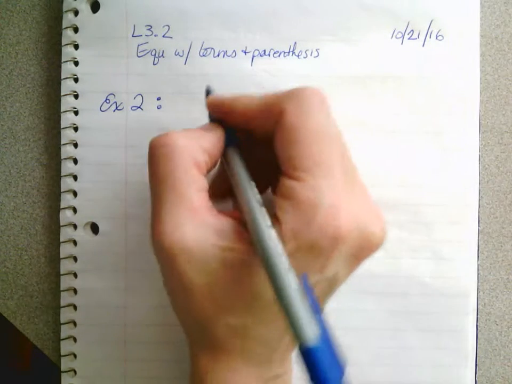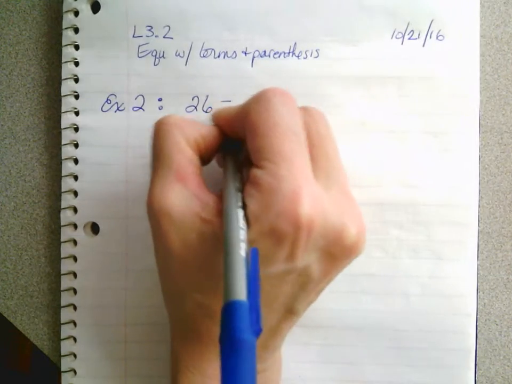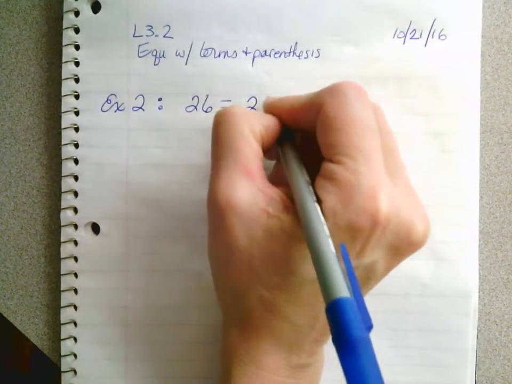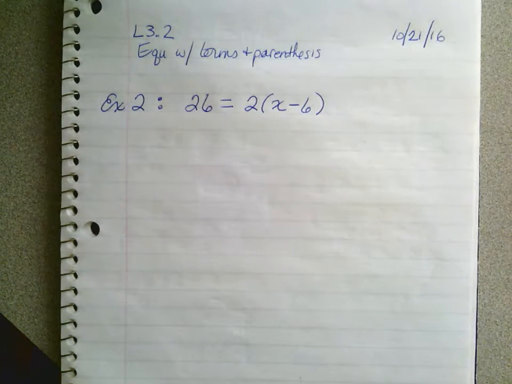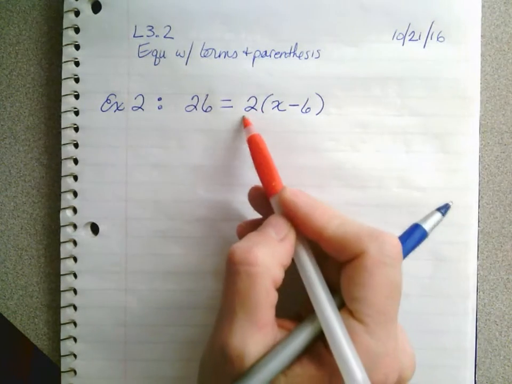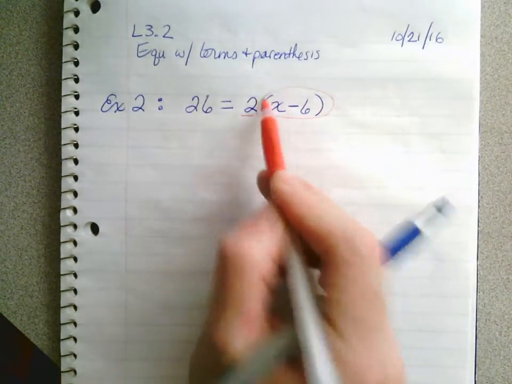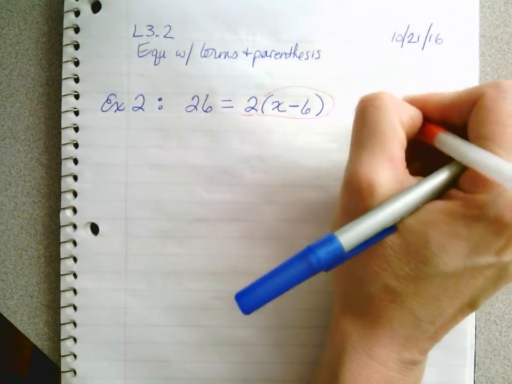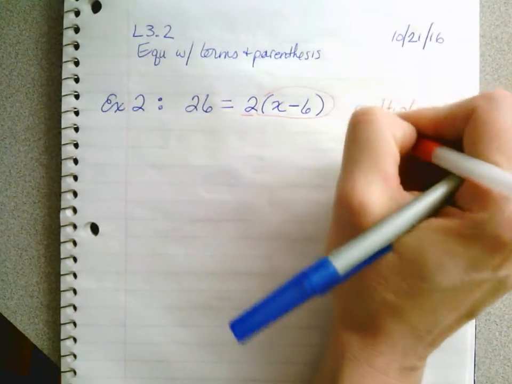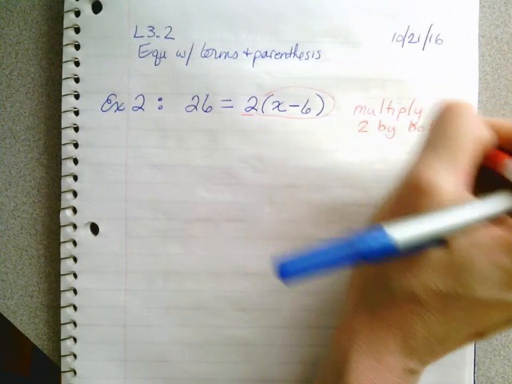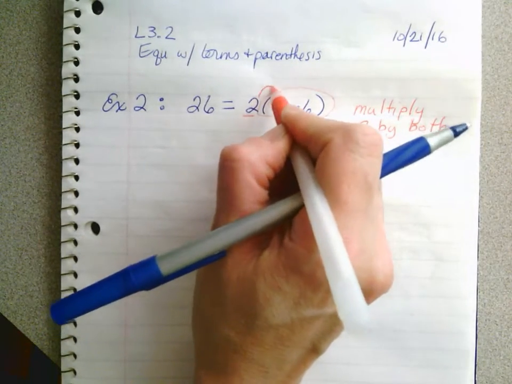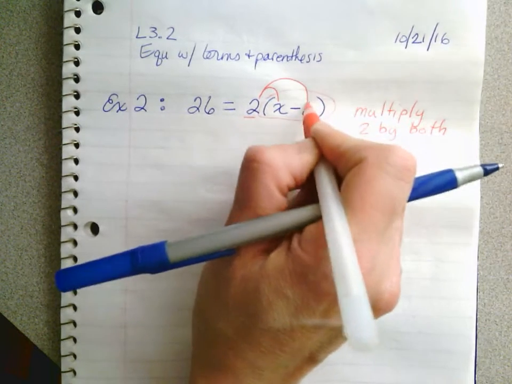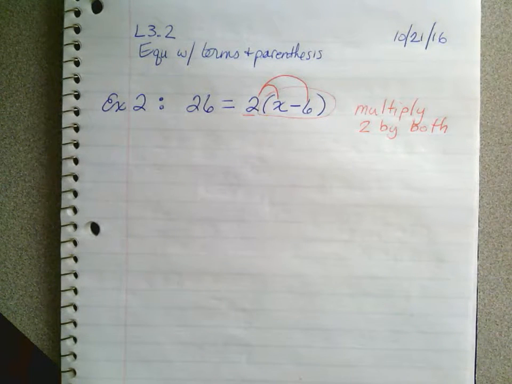If I say to you 26 is equal to 2 multiplied by (x minus 6). You have already learned that when a number precedes something in parentheses, it means you multiply the 2 by both things within the parentheses. The things in parentheses that are being multiplied by 2 are the x and the negative 6. The x and the negative 6.